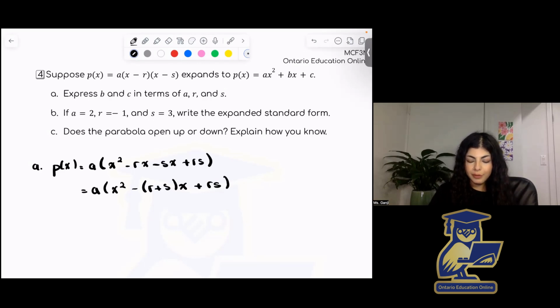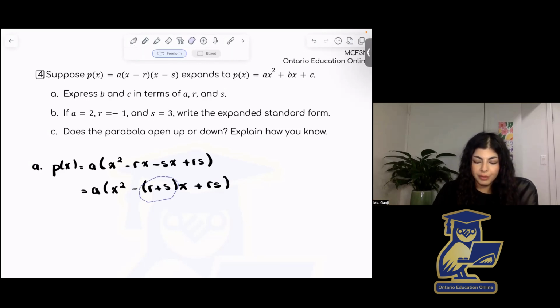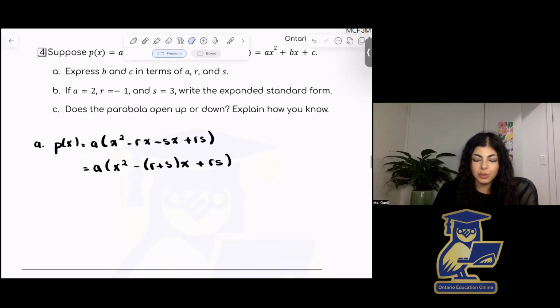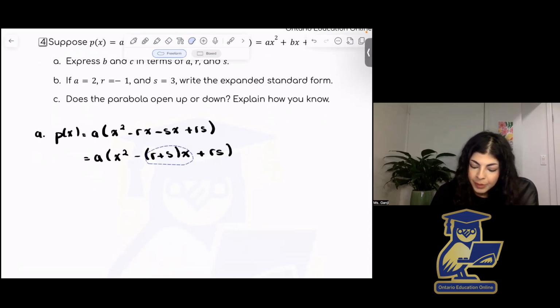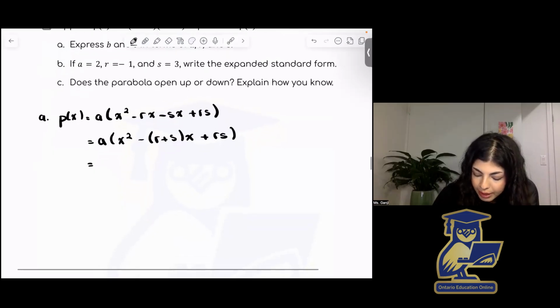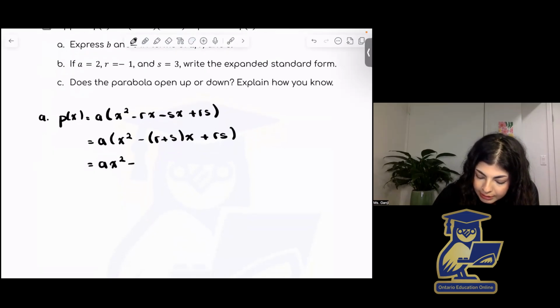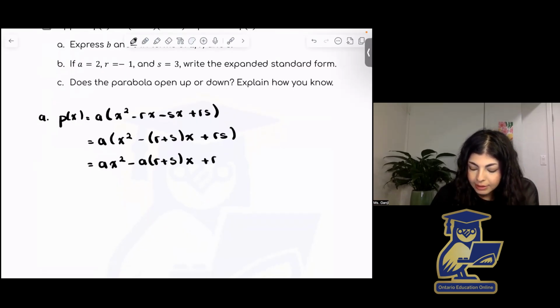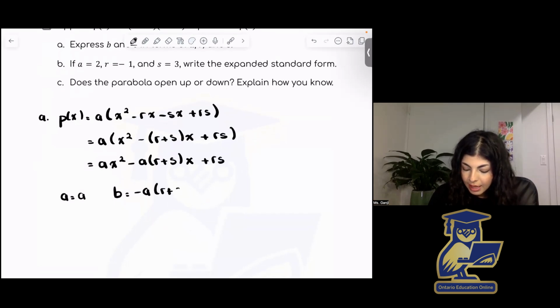Okay, so don't let that confuse you. I just wanted a better coefficient for x, so that x is just written as one term, not two terms. And you can check that if we distribute this negative in there, we get the negative rx and negative sx. Now, finally, for our a value, we have ax squared minus a(r plus s)x and rs. So now, a is just a. B is negative a(r plus s), and c is rs.